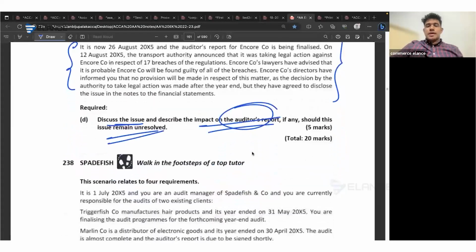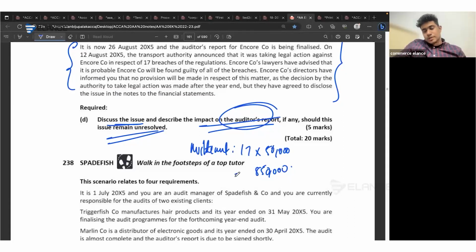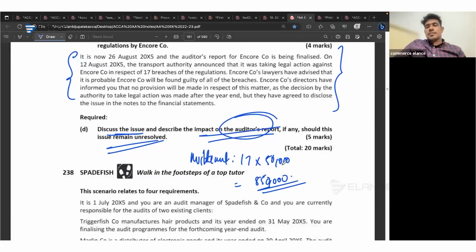So what's the amount of misstatement here? 850,000. So how did you get that? 17 into 50. There are 17 breaches in total, and for each breach, how much is the amount that will be charged? 50,000, right? So it gives rise to 850,000 as the total misstatement. So is that amount material here?